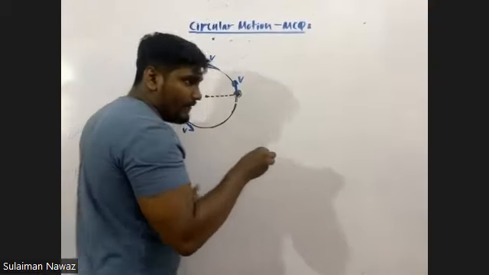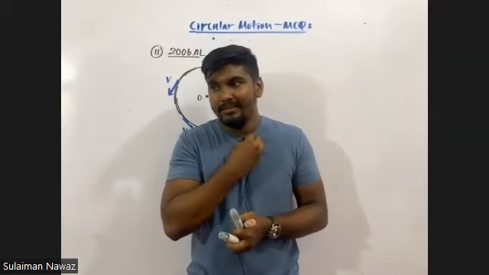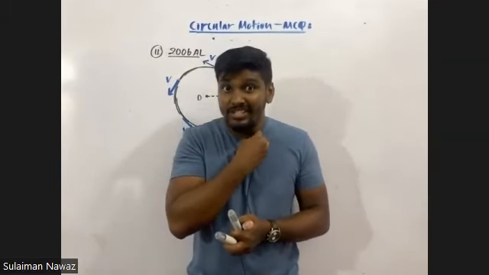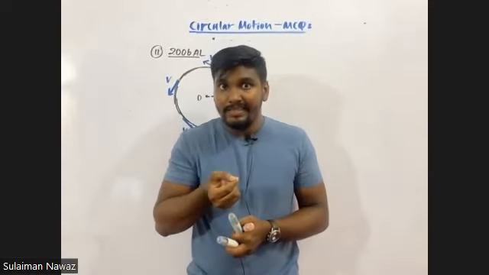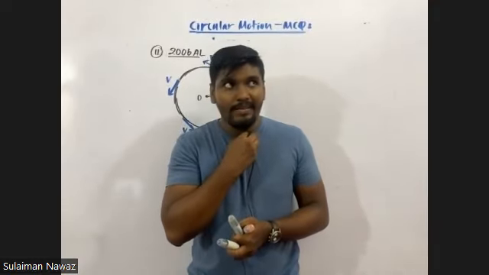So therefore, there will always be a resultant acceleration to the center. Am I correct? Due to the change in direction of tangential velocity, there is a resultant acceleration to the center. That's what we call centripetal acceleration.